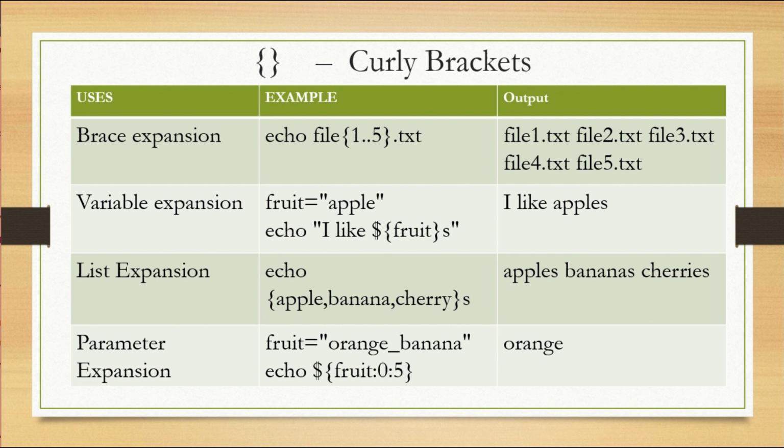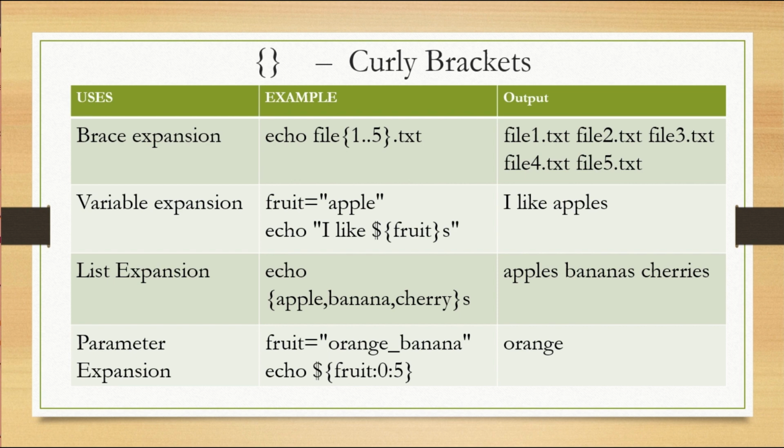In this case, we are given a range. Then we are going to expand that range. So in our example, you have the echo file. You are given a range from 1 to 5 and then .txt. So the range is going to be expanded to 1, 2, 3, 4, and 5, and then the output will be the 5 files with file1.txt, file2.txt, and so on and so forth.